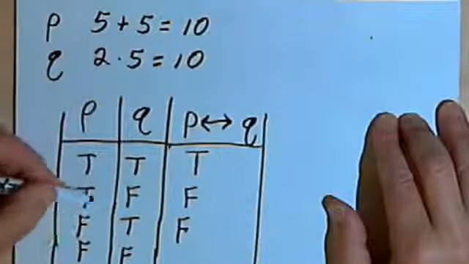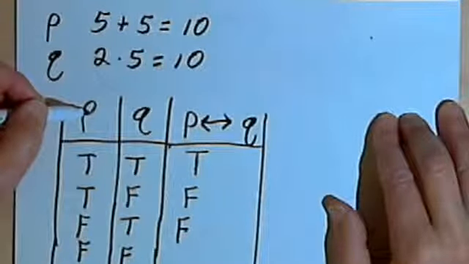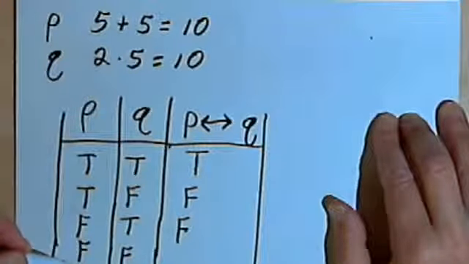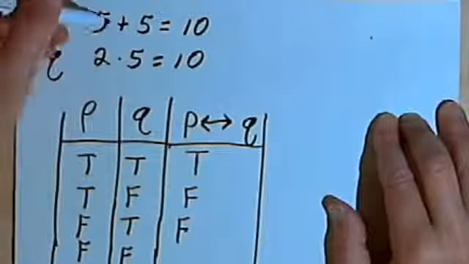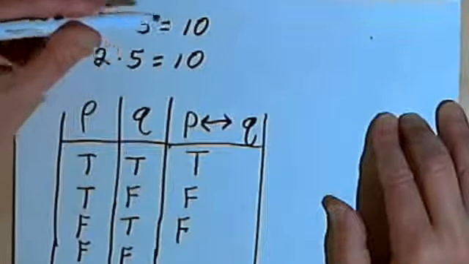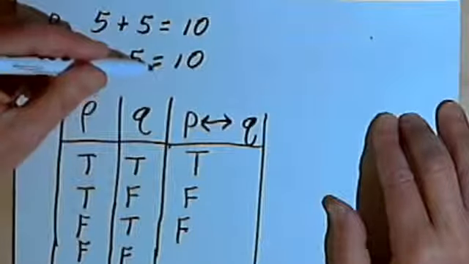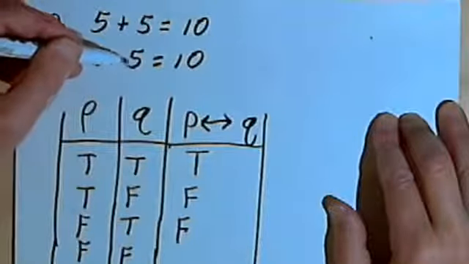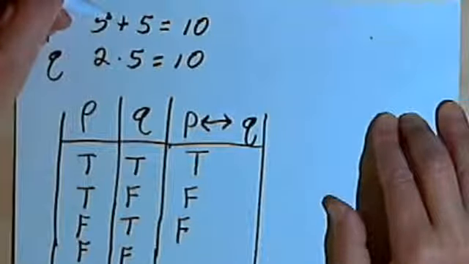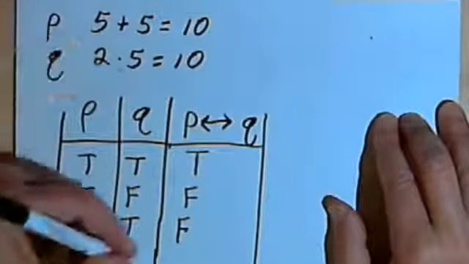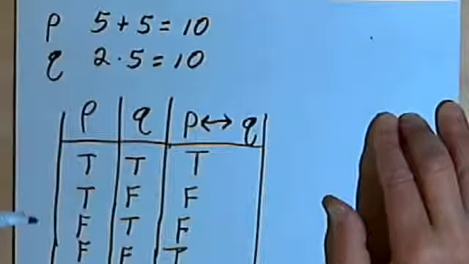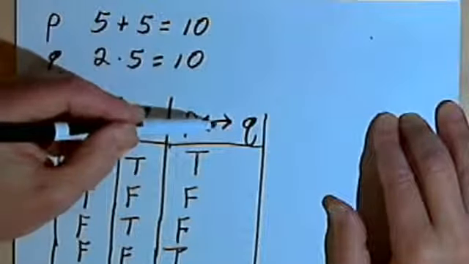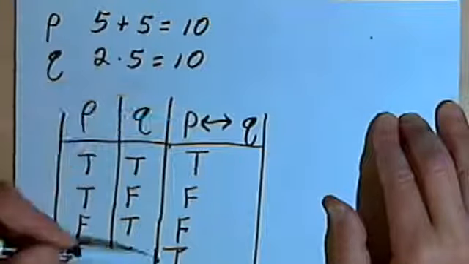So if either one of the P or the Q is false, you're going to have a false. If they're both false, however, it's going to be true. If 5 plus 5 didn't equal 10, I'd have no reason to expect that 2 times 5 would equal 10. Thinking of it in the other direction, if 2 times 5 didn't equal 10, I'd have no reason to believe that 5 plus 5 would equal 10. So when they're both false, my biconditional P if and only if Q is going to be true.